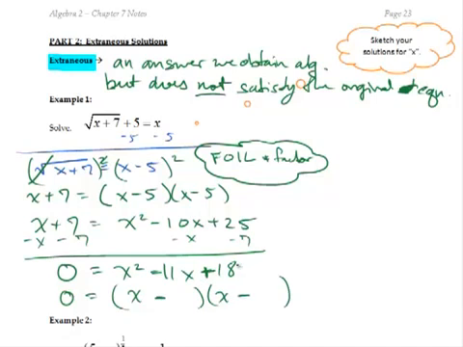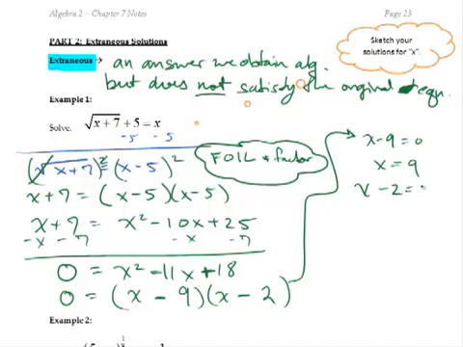Since this is 9 and 2, move our work up here, set each piece equal to 0. So x minus 9 equals 0, so x equals positive 9. x minus 2 equals 0, so x equals positive 2. These are both answers we think will work.